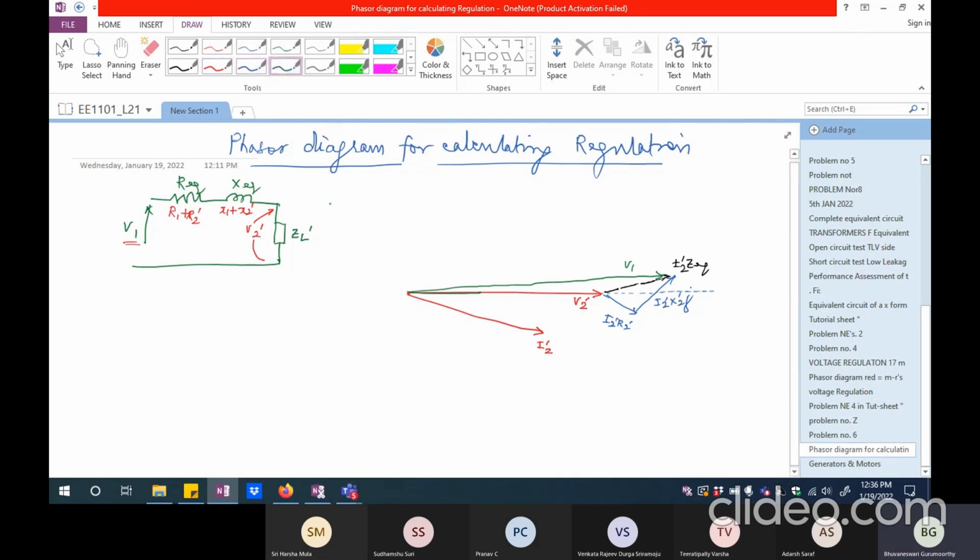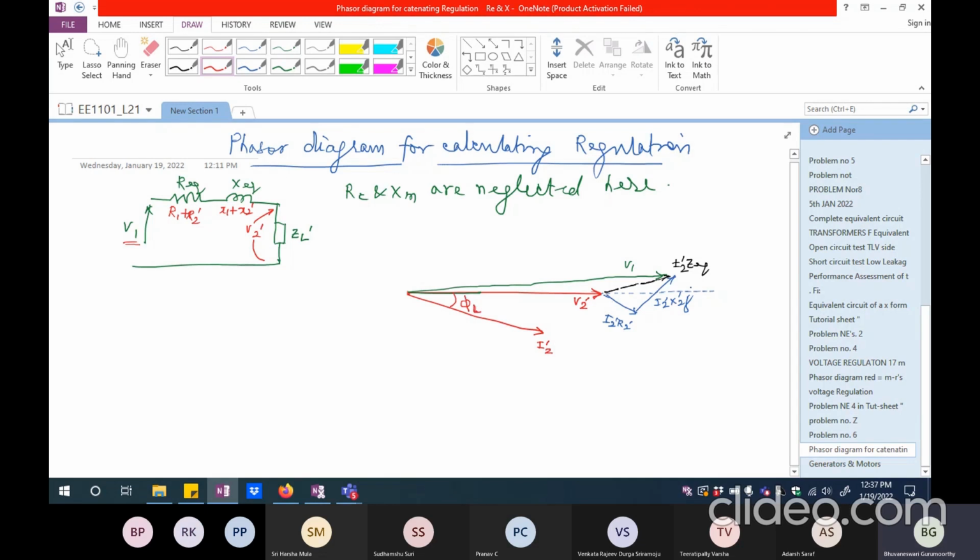Of course, we have neglected RC and XM here. When we are calculating the voltage regulation, we are neglecting these two. So let me start by explaining this phasor diagram, what I have drawn. Let us say this V2 dash is the voltage that is coming across the load, and let's say there is a lagging power factor current, which is actually I2 dash. I'm going to call this the load power factor, phi L.